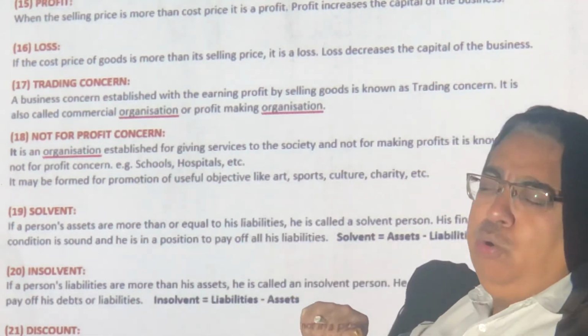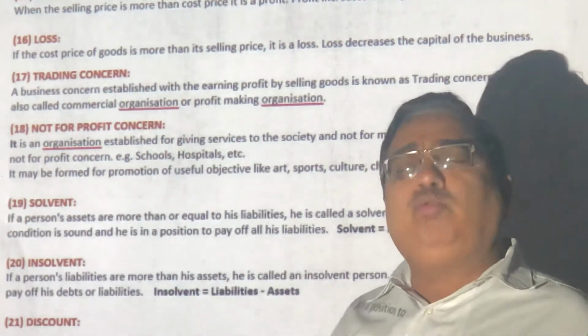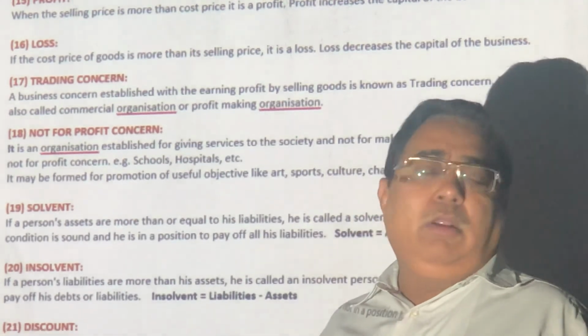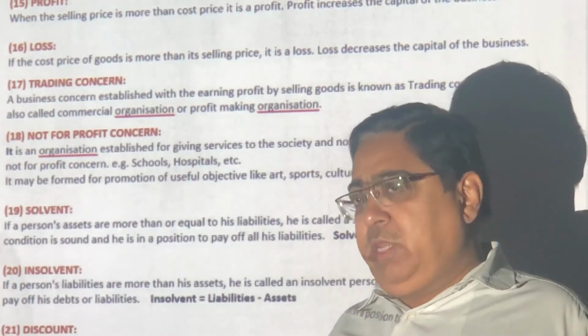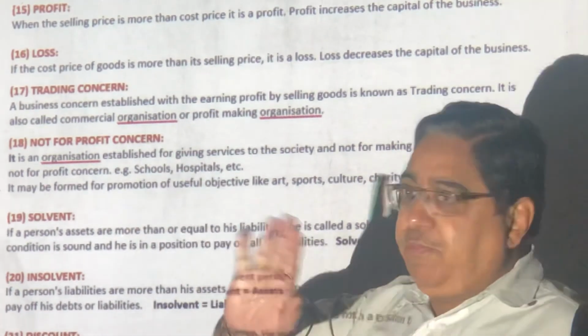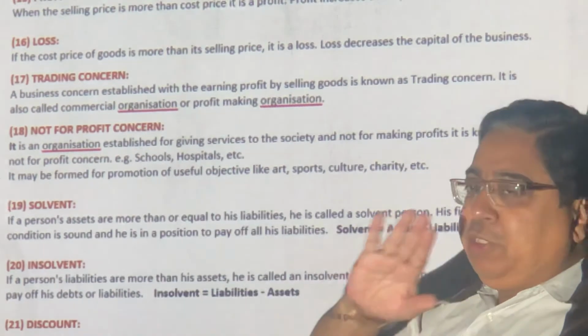Some NGOs are not for profit, like hospitals and schools. Your school says they don't make profit, but see the amount of money they are taking from you. In a hospital, a 16 lakh COVID bill is coming. They say we are not taking money from you. But in accounts, they are not-for-profit organizations. They get special rebate in income tax. There are special laws applied to them.